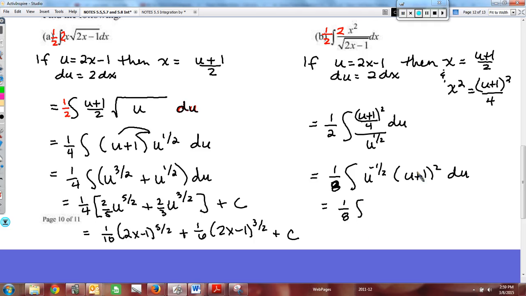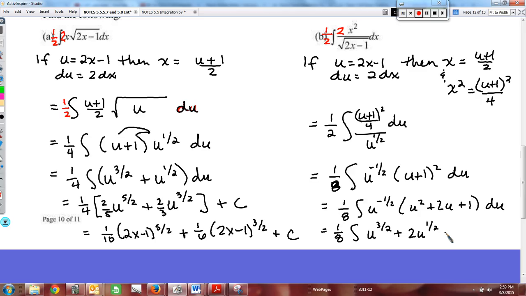This would give me u squared. Let's go ahead and just do it in 2 steps. U squared plus 2u plus 1 du, which is going to be my 1/8. Now I'm going to distribute, and remember you add your exponents. So I'm going to have u to the 3/2 plus 2u to the 1/2 plus u to the negative 1/2 du.